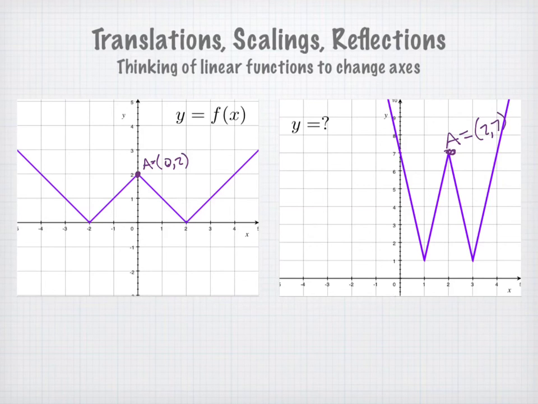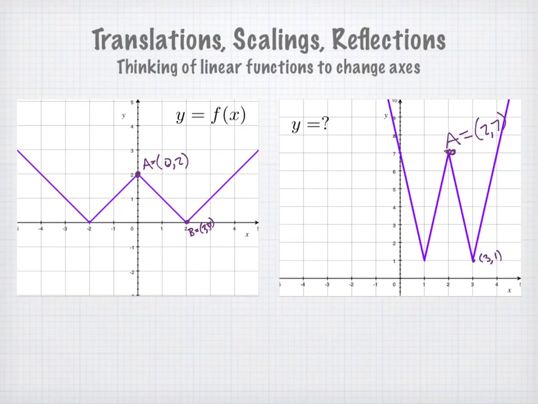Now I'll find a second point, and I'm going to pick that to be this bottom corner. This is my point B, and on the left it's (2, 0). And on the right, that same corresponding point is (3, 1). So here I have my points, and I'm going to figure out how to transform them so that I am going from (0, 2) to (2, 7), and from (2, 0) to (3, 1).